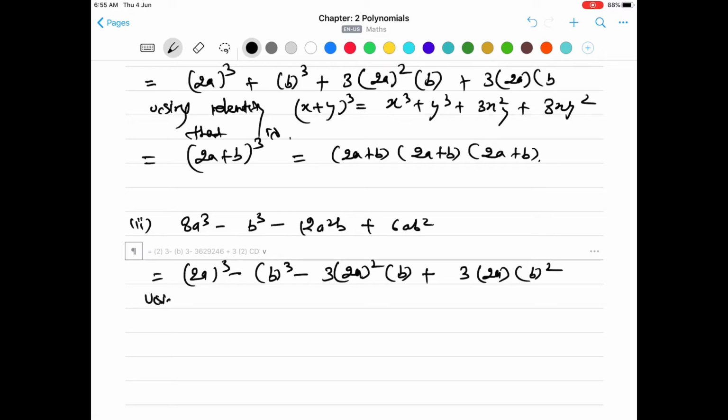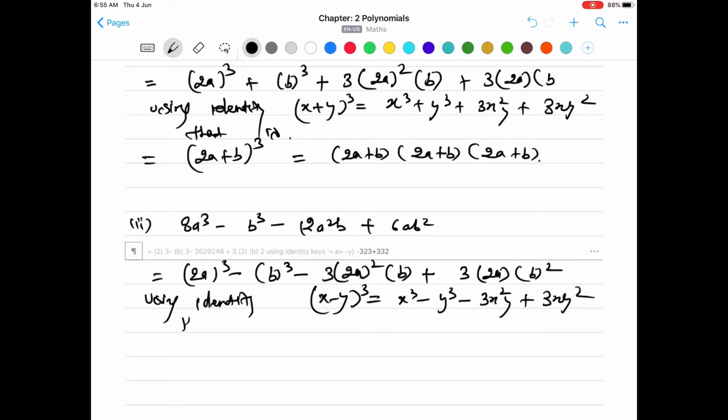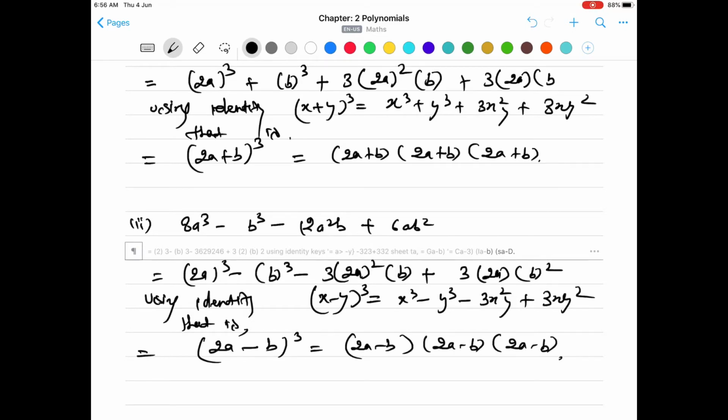So we'll write using an algebraic identity. Which one will we use now? x minus y whole cube, which equals x cube minus y cube minus 3x square y plus 3xy square. We can write x here as 2a and y here as b, whole cube. Again, as we are asked to write the factors, we'll write this three times: 2a minus b, 2a minus b, 2a minus b. So that's the second part.